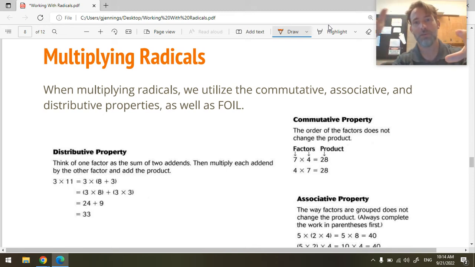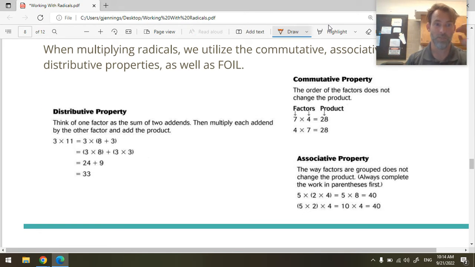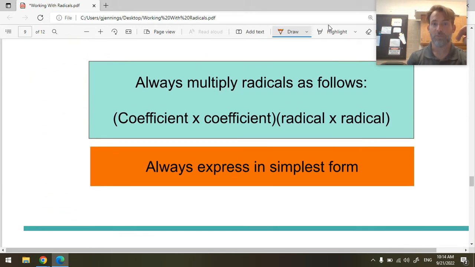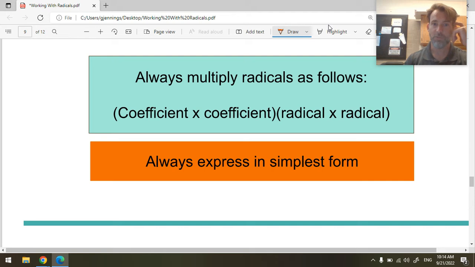Now, when you're multiplying radicals, we're basically doing FOIL, okay? And I'll show you some examples. All right, distributive property. Here are ideas on the commutative property, distributive property, and associative property, but let's just assume that we know those and look at some examples. We do this: coefficient times coefficient, multiplied by radical times radical. Okay, so let's take a look.